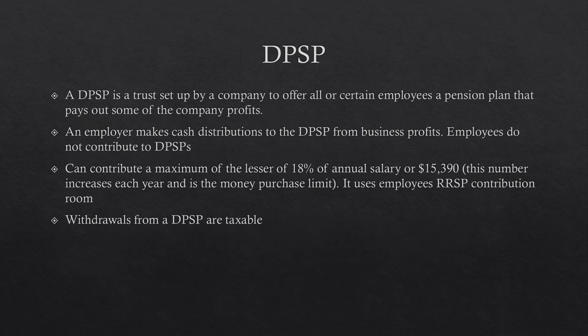Next, we'll look at the Deferred Profit Sharing Plan, DPSP. It is a trust set up by a company to offer all or certain employees a pension plan that pays out some of the company profits. An employer makes cash distributions to the DPSP from business profits, and employees do not contribute to it. So it is just a benefit for employees. You get some of that company profit, and it does give the employees a bit more incentive.